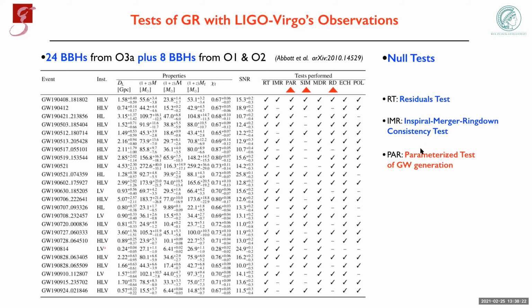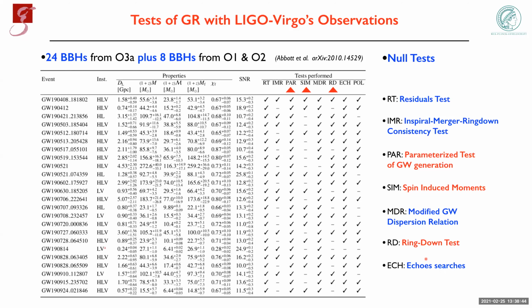I will describe the so-called parametric test of the gravitational wave generation. Spin-induced moment for the first time, this measurement was also done. Test of the propagation of gravitational waves, so-called dispersion relation. Ringdown test for the properties of the remnant formed after merger. Echoes that could be there if the surface is not a horizon of the dark object, but a reflective surface. And finally, polarization of the gravitational waves.